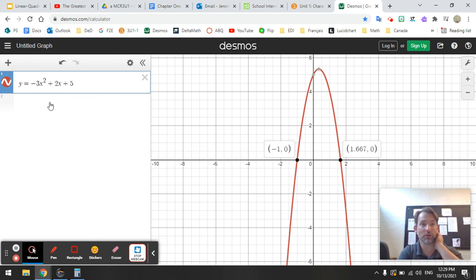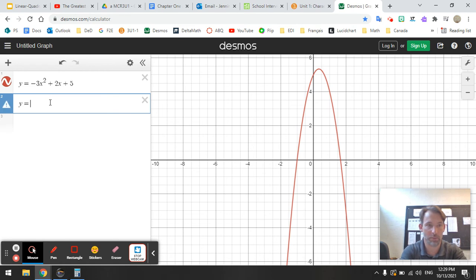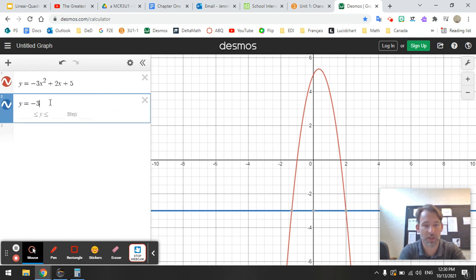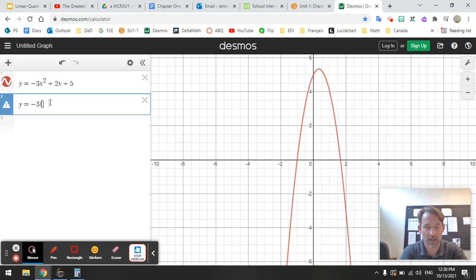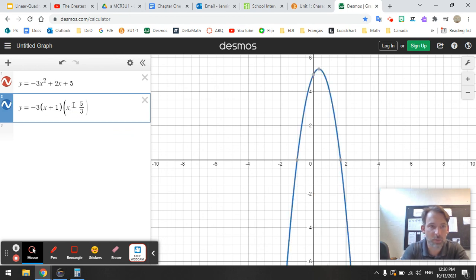And then you could use that to create the factored form of this parabola, which would look like y is equal to negative 3 multiplied by x minus 1 multiplied by x, sorry, it's not x minus 1, it's x plus 1. Plus 1. And x minus, I said that's 1 and 2/3. So 1 and 2/3 is another way of saying 5/3. 5 over 3. How did I get another bracket in there? I didn't put that.